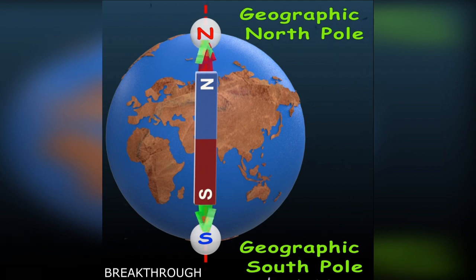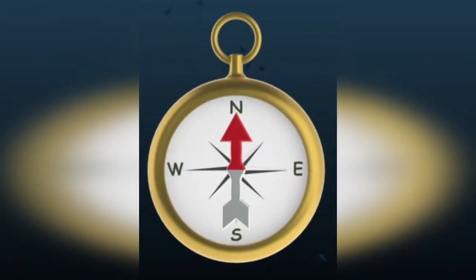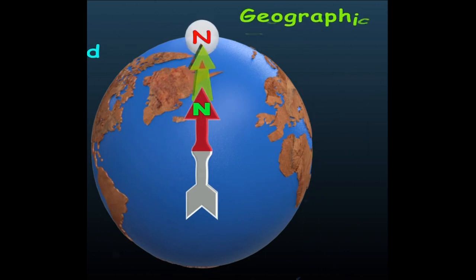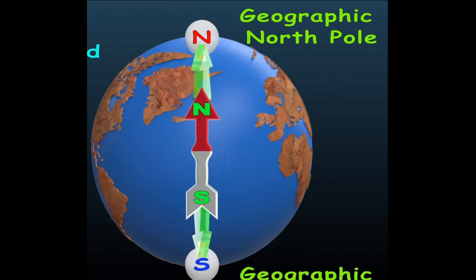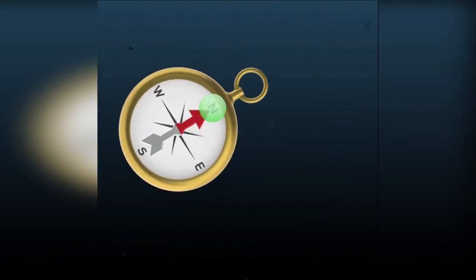Based on this principle, the Chinese developed a device called the magnetic compass, which has a magnetic needle which is free to rotate inside a glass box. Hence, the north pole of the needle always points towards the geographic north pole of the Earth, and the south pole of the needle always points towards the geographic south pole. The box can be rotated to coincide the direction markings with the needle, and hence we can identify the other directions too.